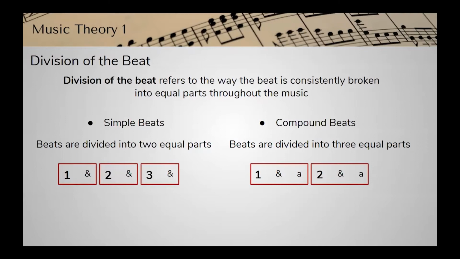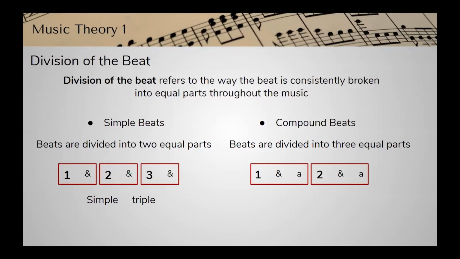So simple is dividing the beat into two parts. Compound is dividing the beat into three parts. All right. And so this over here, the simple beats I ended up with, since there are three of them in a measure, we call it a triple meter. And since each beat is divided into two equal parts, we call it a simple meter. So altogether, this would be a simple triple meter.